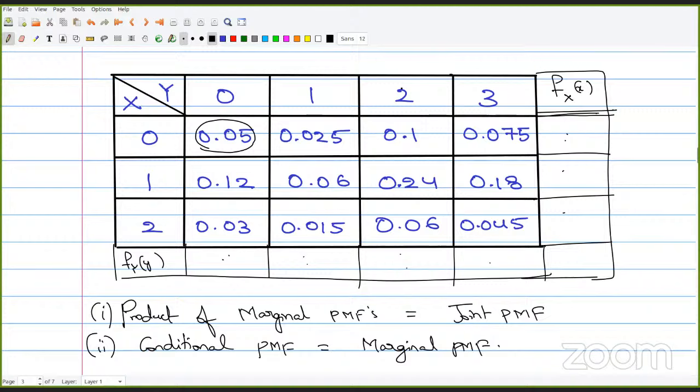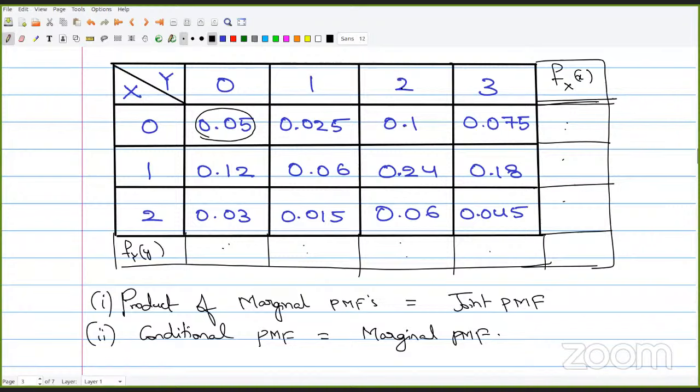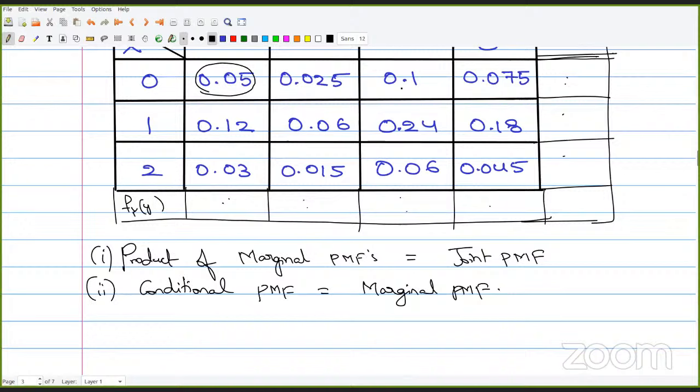How do we test that one, sir, in this example? Let me discuss. Conditional PMF is marginal PMF, how do we test it? The first one is easy, we just multiply the marginal PMFs and test the intersecting cell. The second one, you can actually take one conditional like this. Take f_X of x equal to 2 given y equal to 1, and it should be equal to f_X of 2.